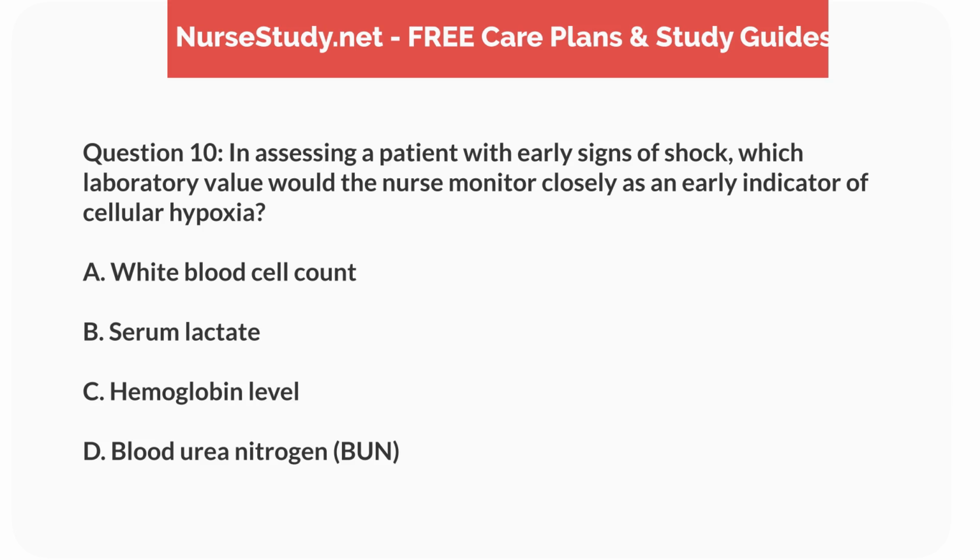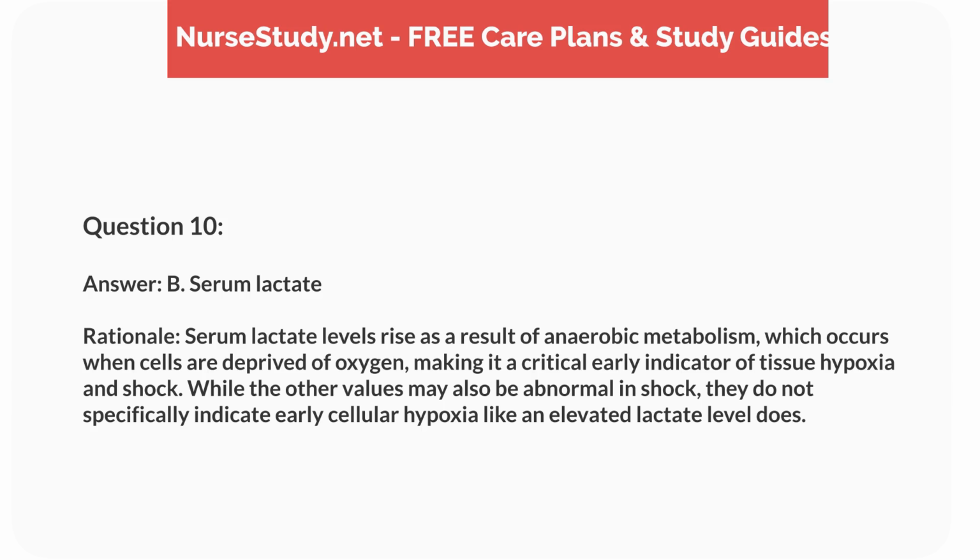Question 10. In assessing a patient with early signs of shock, which laboratory value would the nurse monitor closely as an early indicator of cellular hypoxia? A. White blood cell count. B. Serum lactate. C. Hemoglobin level. D. Blood urea nitrogen, BUN. Answer: B.